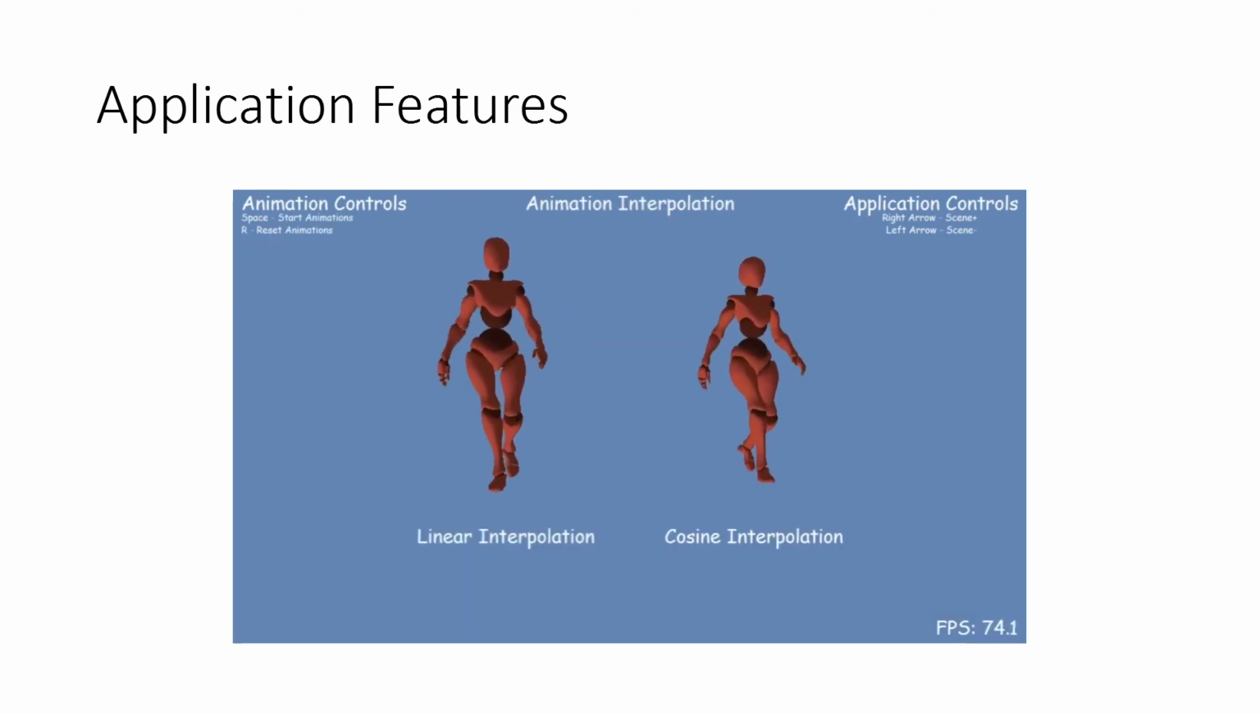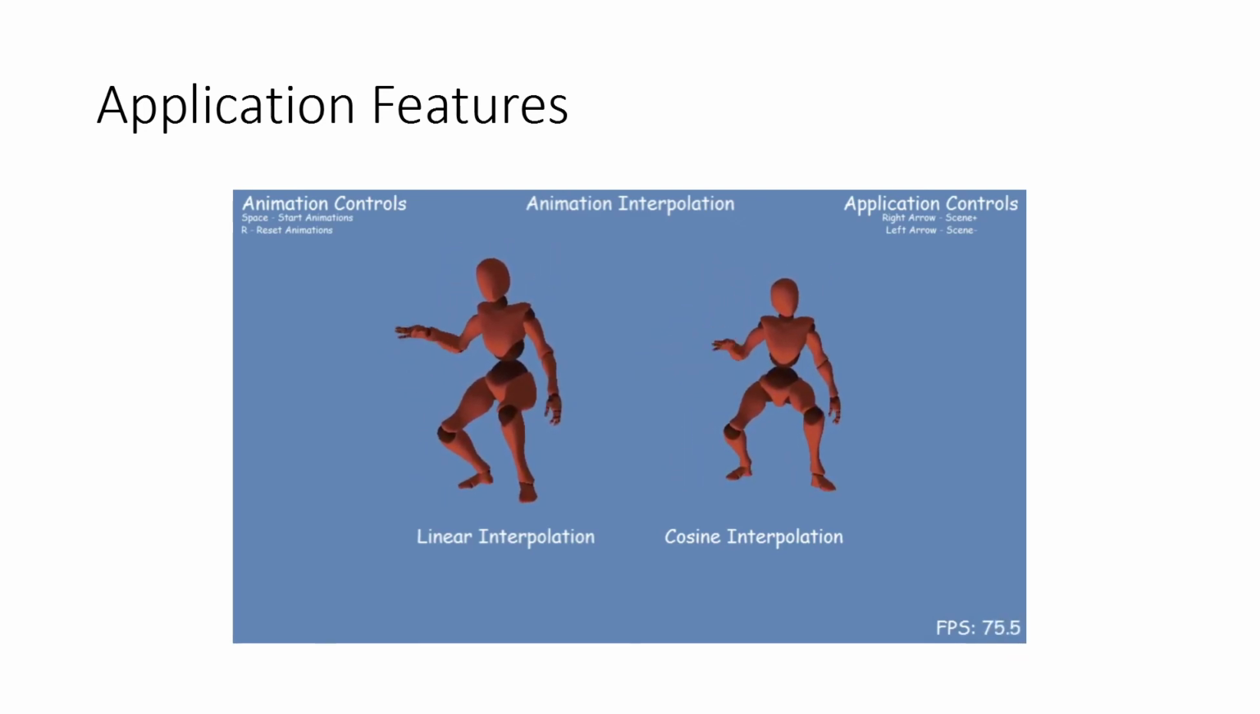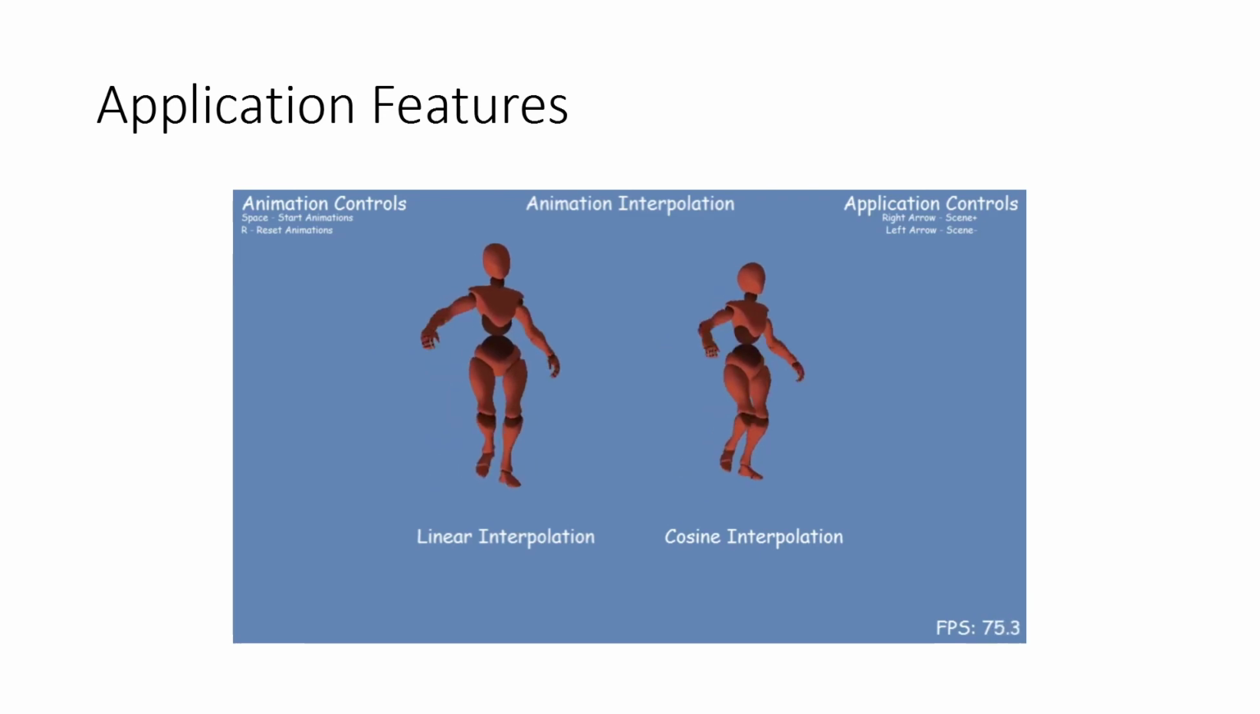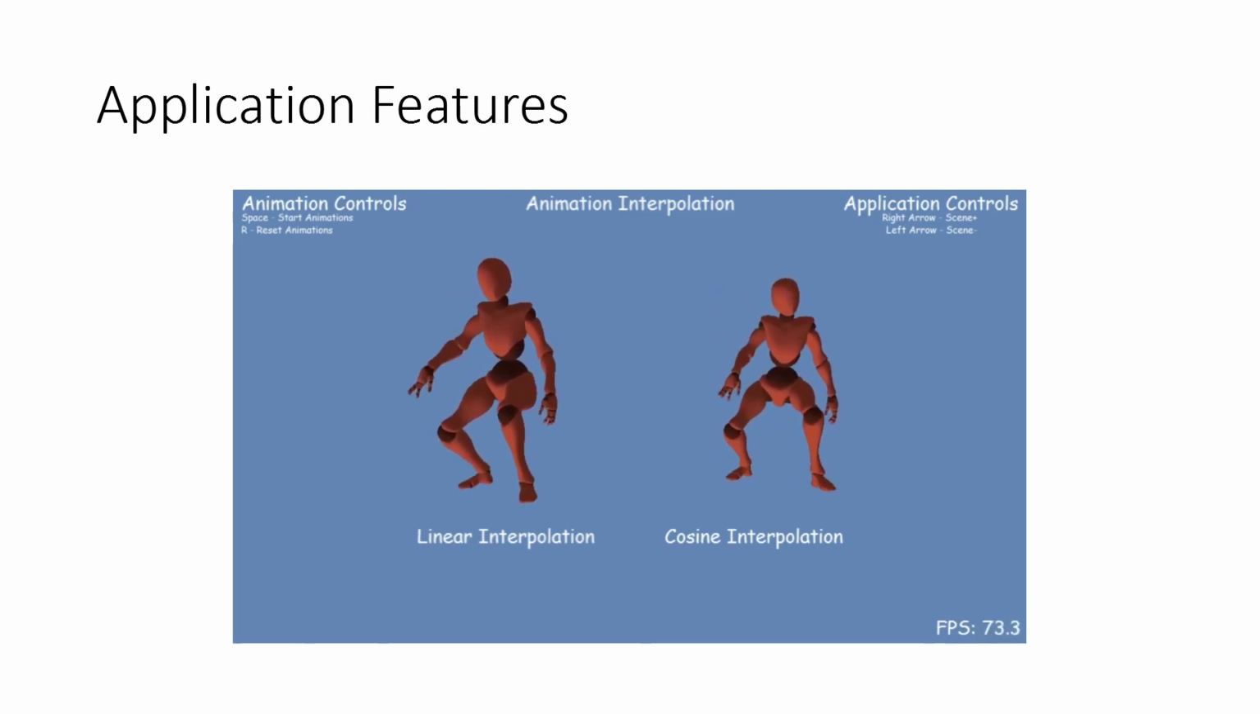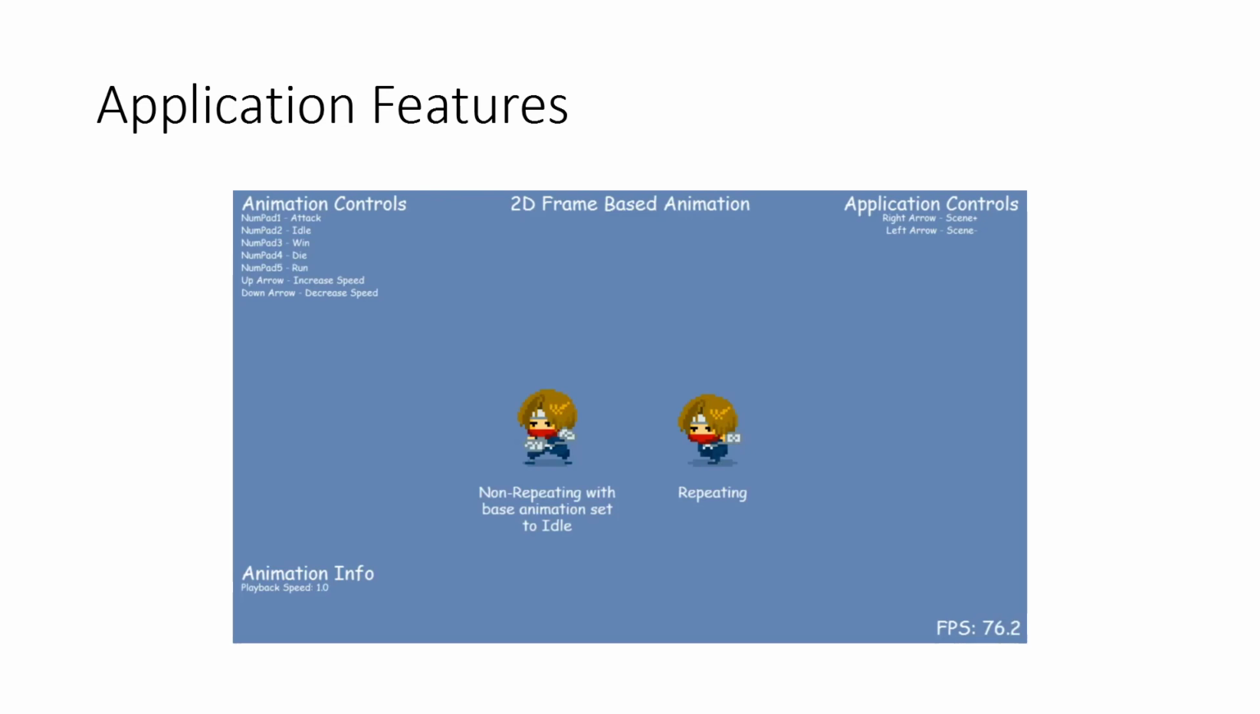So the final thing is different types of interpolation. There's linear interpolation on the left hand side, and there's cosine interpolation on the right hand side. You can start the animations and reset them just to see them happening a little bit better. So that's the features.